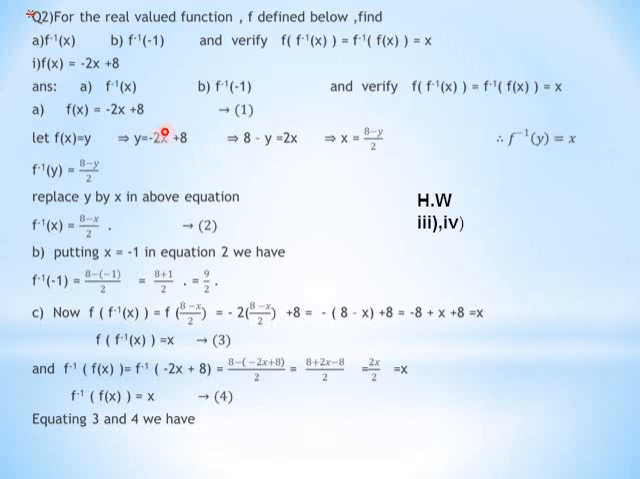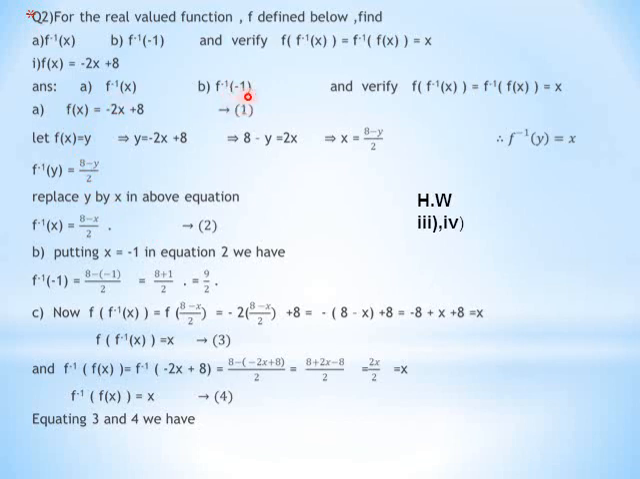Okay, minus 2x, I'm just moving from here to there, so 2x, and 8 minus y, upon 2. So this is the inverse element. So x is 8 minus y upon 2. So f inverse y, that is x. So f inverse y is 8 minus y upon 2, and then replace y by x in the above equation. So f inverse x is equal to 8 minus x upon 2. So this is the answer of part A.